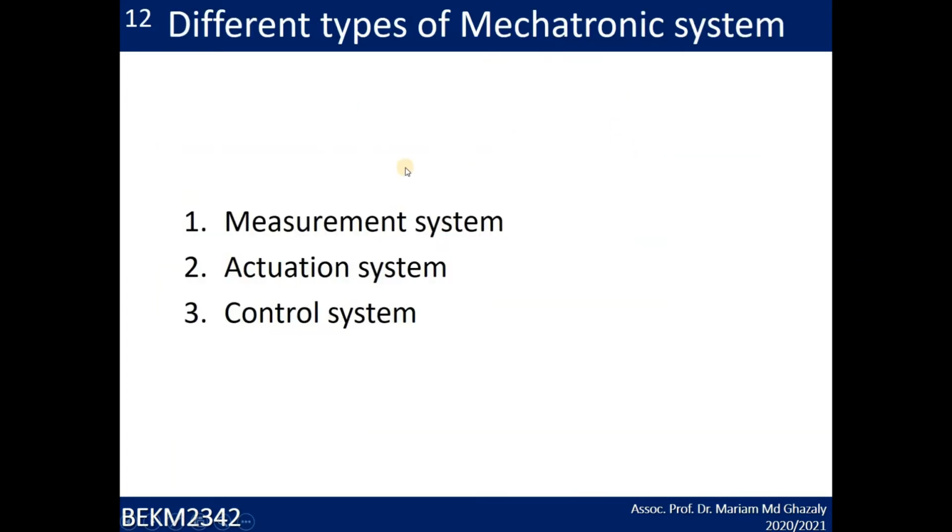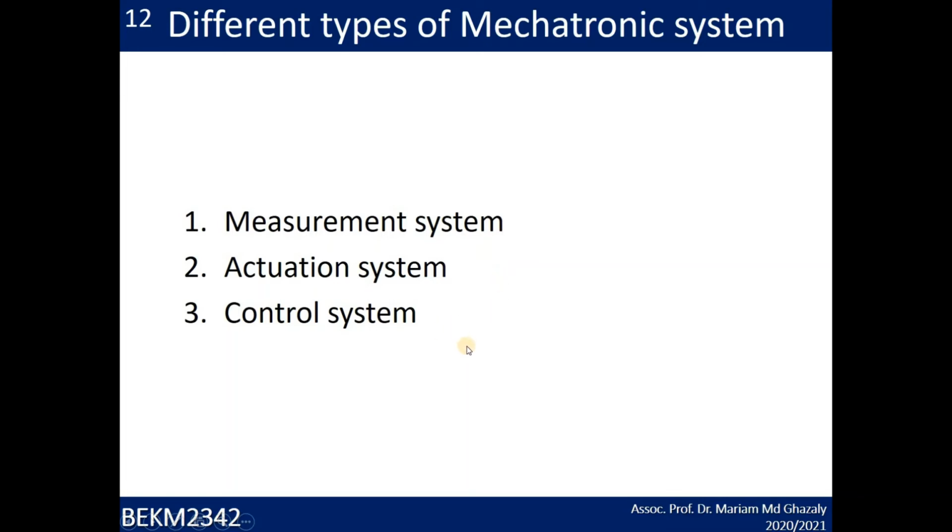So there are three types of mechatronic system. The three main types are, first, the measurement system. So what is a measurement system? Second is the actuation system. What actuates the system? What type of motor do you use? Is it an electrical actuator, or a mechanical actuator, or a hydraulic actuator or pneumatic actuator? These are the actuators that you need to define in your system.